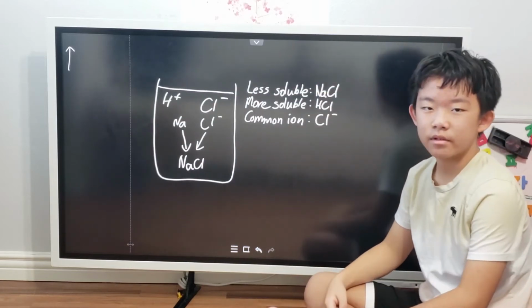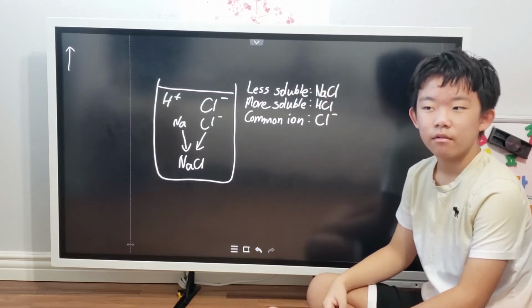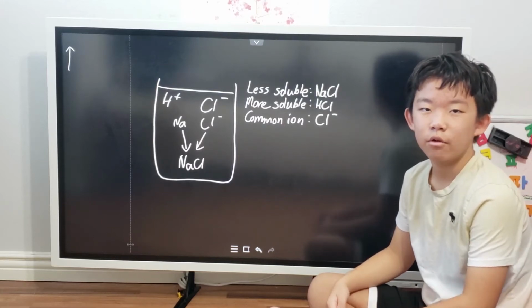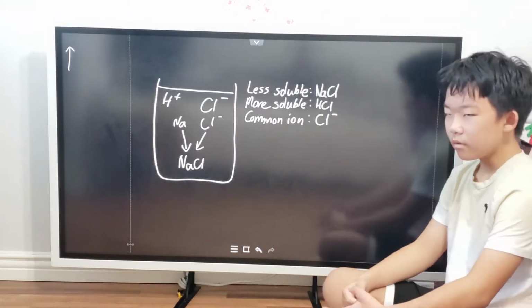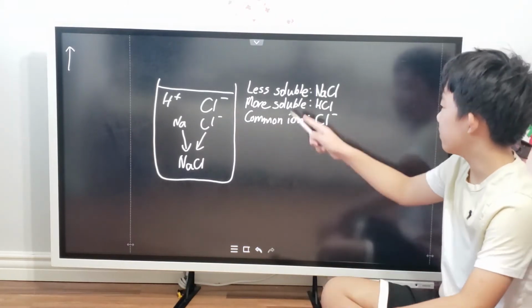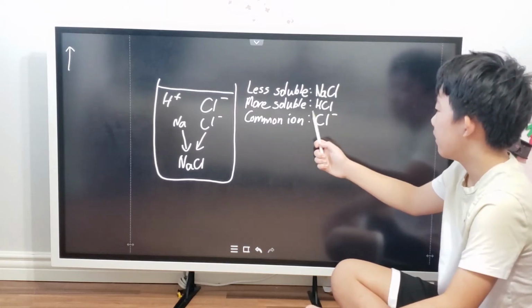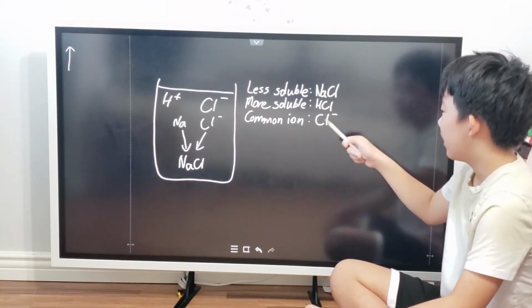Our experiment is also called salting out, where it is used in industry in such as the processing of soap. Here, we'll use a less soluble salt, which is sodium chloride, and a more soluble hydrogen chloride, and the common ion is chloride.